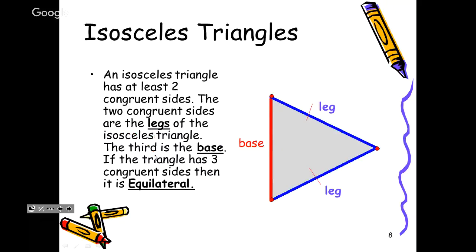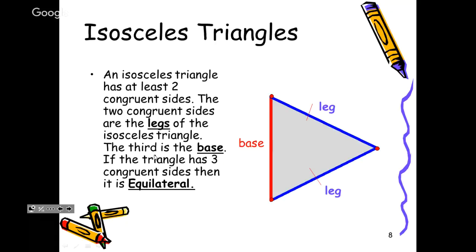And then we have isosceles triangles. Now, isosceles triangles also have legs. The two sides that are congruent in an isosceles triangle are what we label as the legs. So you see here we have our two sides. They have the tick marks. They are congruent. They're called legs. And the side that is not a leg is called the base.